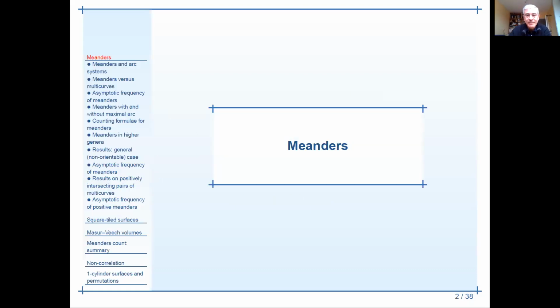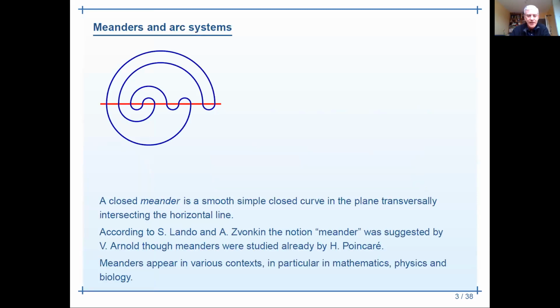But somehow, to hide from reality, I suggest to concentrate on mathematics. Today I would like to speak about meanders and to explain how counting square tiled surfaces helps in counting meanders, at least in some setting. That's the subject. And first, a reminder of what a meander is.